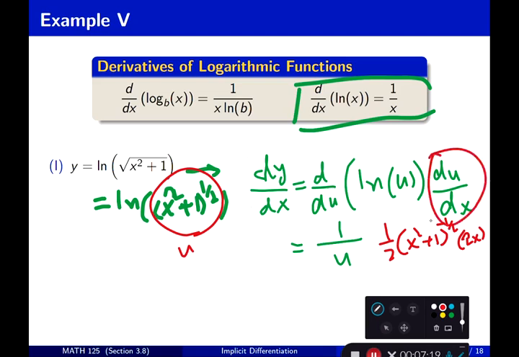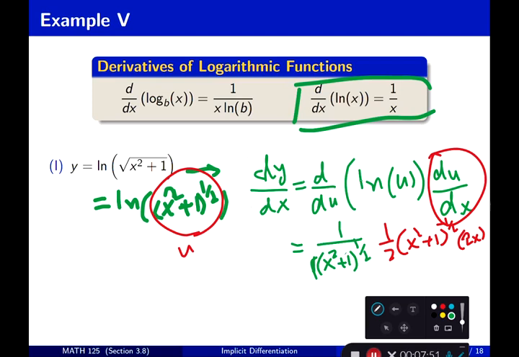And what is 1 over u? 1 over u is basically x squared plus 1 to the power 1/2. And so this is one way of solving for it.